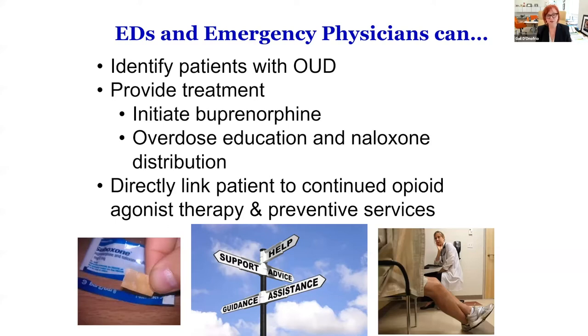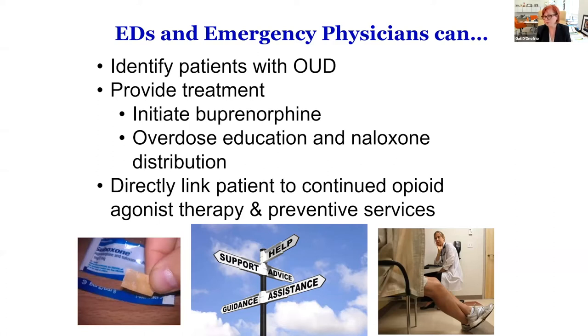EDs and emergent physicians can identify patients with opiate use disorder. They can provide treatment. That means not just initiating buprenorphine or offering buprenorphine. Not everyone will take it, but they'll know that you have access. It's also regarding overdose education and naloxone distribution.